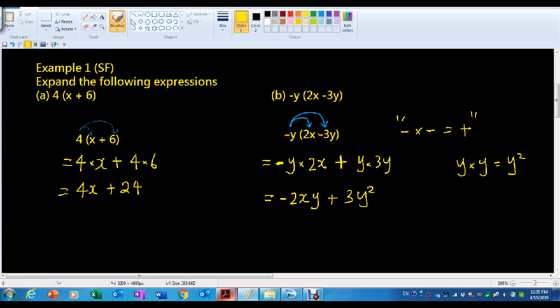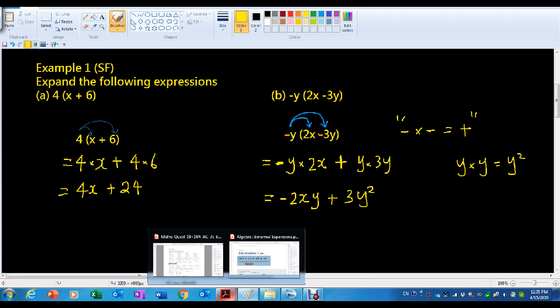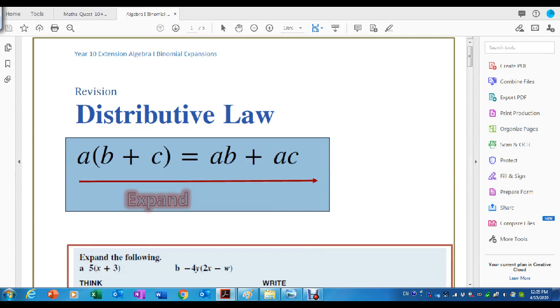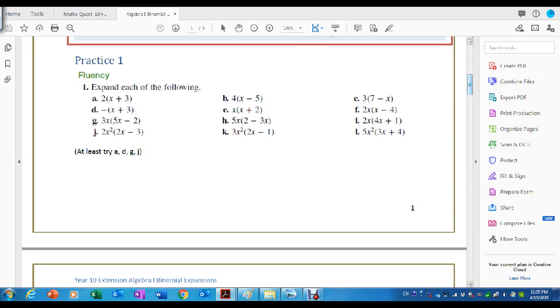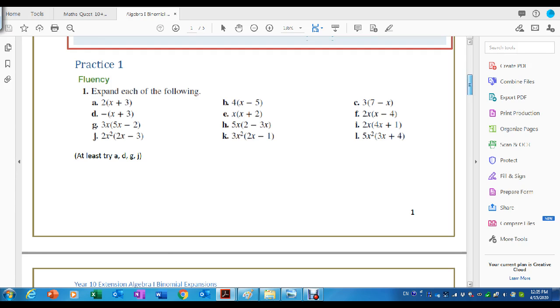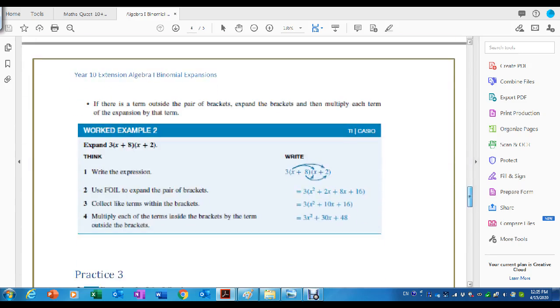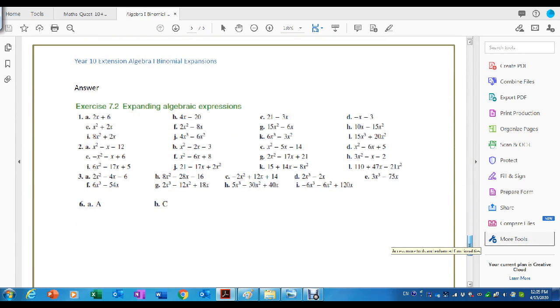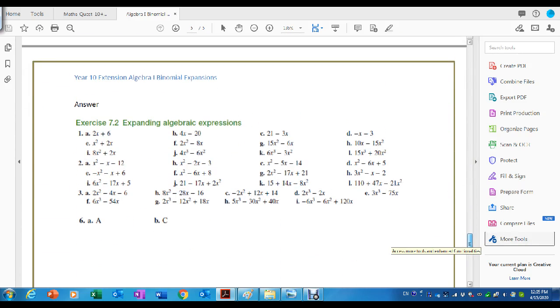Alright, so if you want to familiarize yourself with that distributive law right now, please go and do some questions in Practice 1. Actually, I recommend you at least do A, D, G, J for the first column. If you have more problems, you need to do more of it. After you have done it, you go to the end of the notes. There are some answers for all the practices.